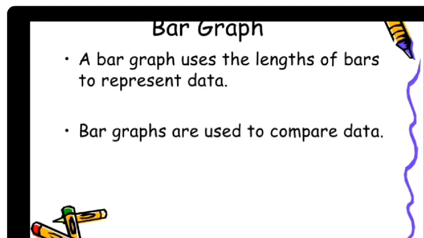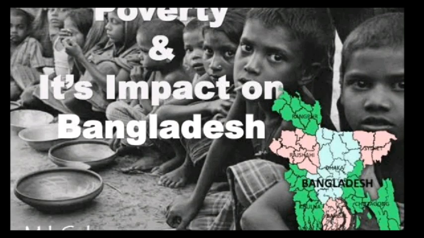Now, bar graph. A bar graph uses the length of bars to represent data. So a bar graph is used to display data. Bar graphs are used to compare data. So bar graphs are also used to make a comparison among different data. So dear students, here I'll show you some pictures which are very much related to our topic.